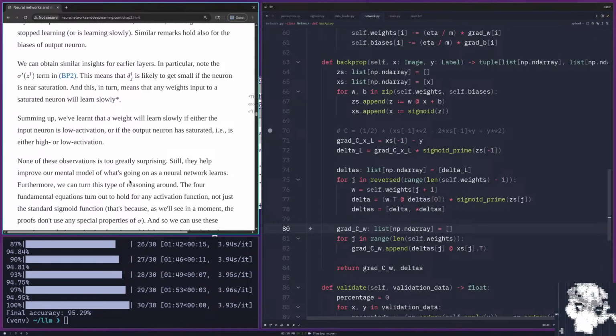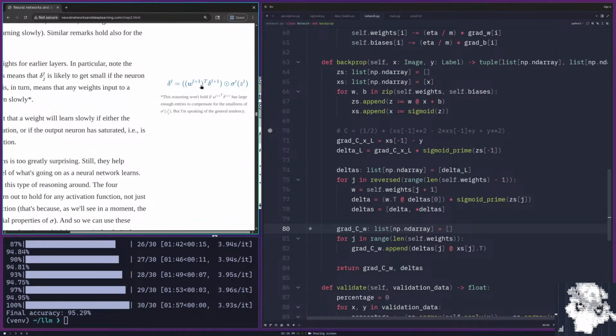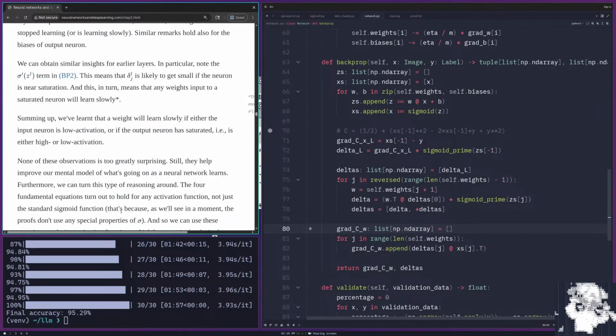We can obtain similar insights for earlier layers. In particular, note the sigmoid prime of Z term in BP2. BP2 looks like this. It's the weight matrix of the next layer times the delta vector of the next layer, Hadamard product sigmoid prime of this layer. Note the sigmoid prime term in this layer.